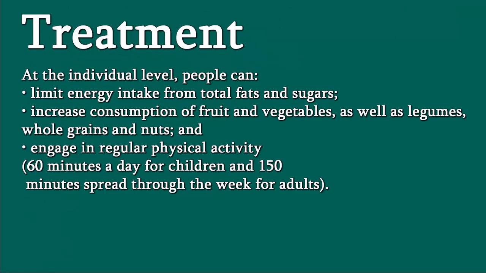Overweight and obesity, as well as the related non-communicable diseases, are largely preventable. Supportive environments and communities are fundamental in shaping people's choices, by making the choice of healthier foods and regular physical activity the easiest choice, and therefore preventing overweight and obesity. At the individual level, people can limit energy intake from total fats and sugars, increase consumption of fruit and vegetables, as well as legumes, whole grains, and nuts, and engage in regular physical activity: 60 minutes a day for children and 150 minutes spread through the week for adults.